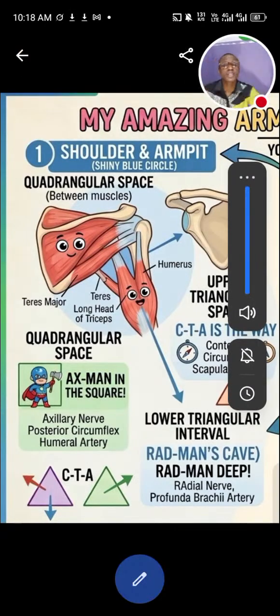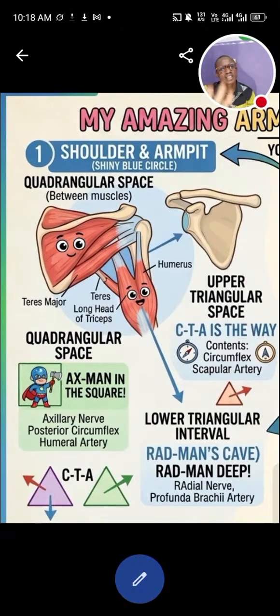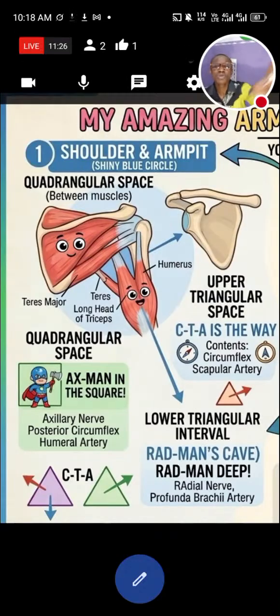Videos that will inspire and make it stick longer. All these things you're seeing as images, we will try to create videos from them, animation, and let's see. For example, a quadrangular space is an axeman in a square, and all this that I'm trying to do is trying to bring together the three things I told you.